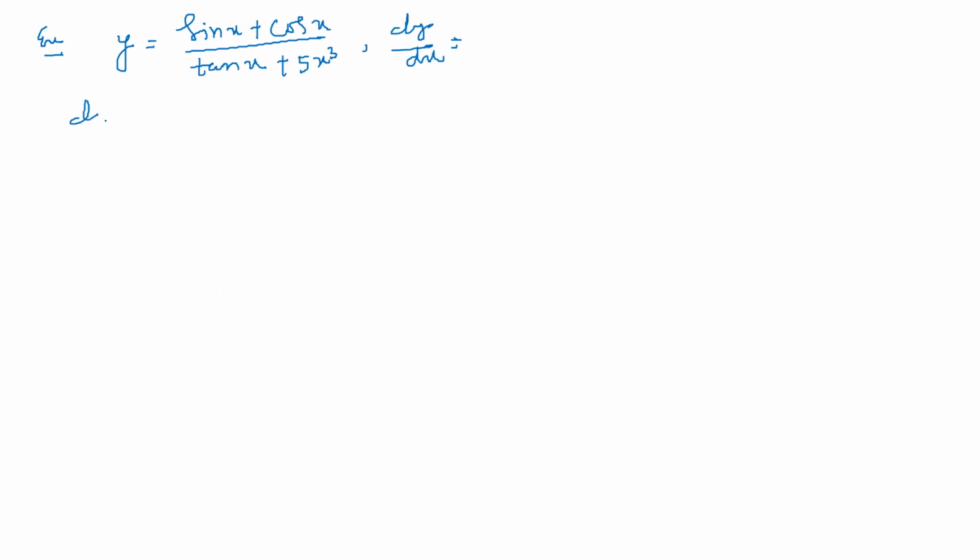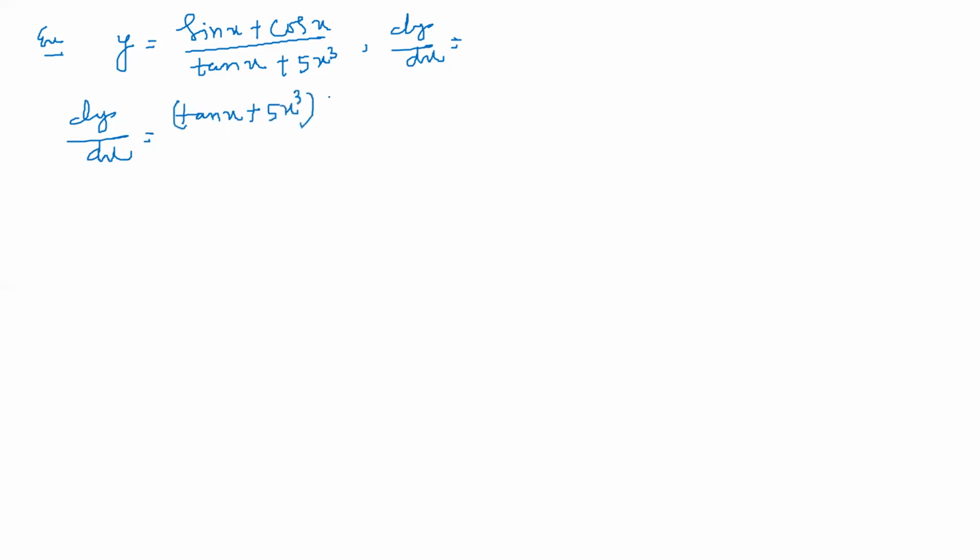Let's take another example for the division rule. Let y is equal to, given, sin x plus cos x divided by tan x plus 5x cube. We are interested to find dy by dx. dy by dx will be equal to, simply I have to keep what? v fixed. That means I will write tan x plus 5x cube.